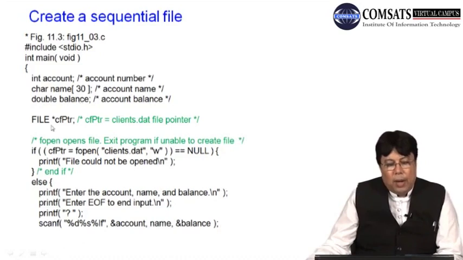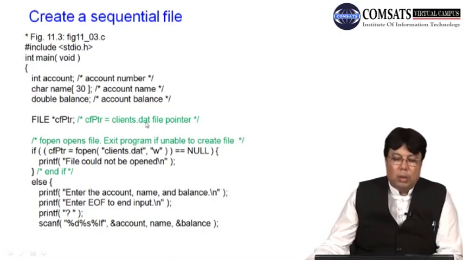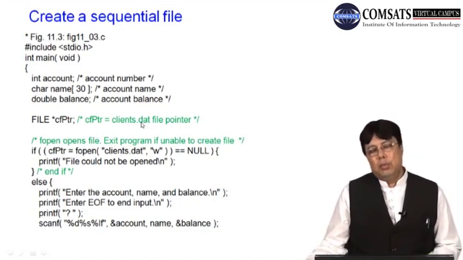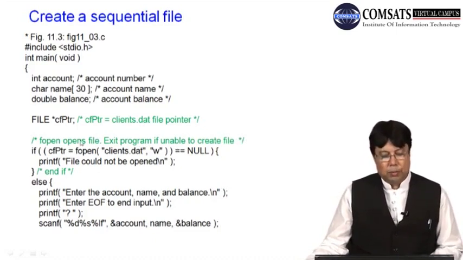Then we have defined a file descriptor here, a pointer to file. So cfPtr is a pointer to file that we will use to create a file called clients.dat. Use the same name, or whatever name you use, because later on in the next program we will use the same name to retrieve the information.